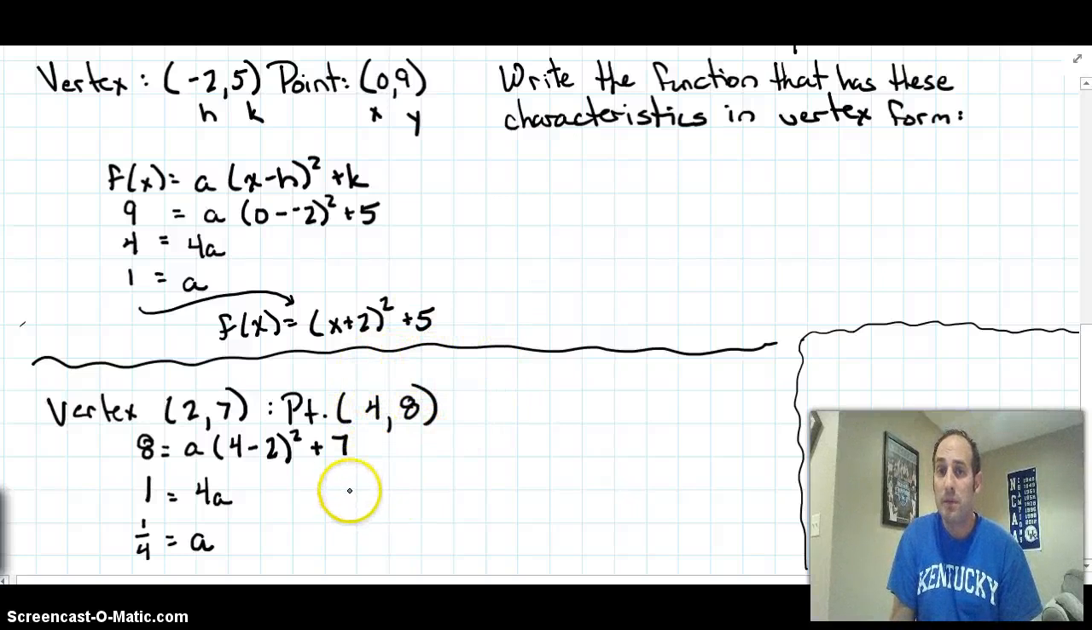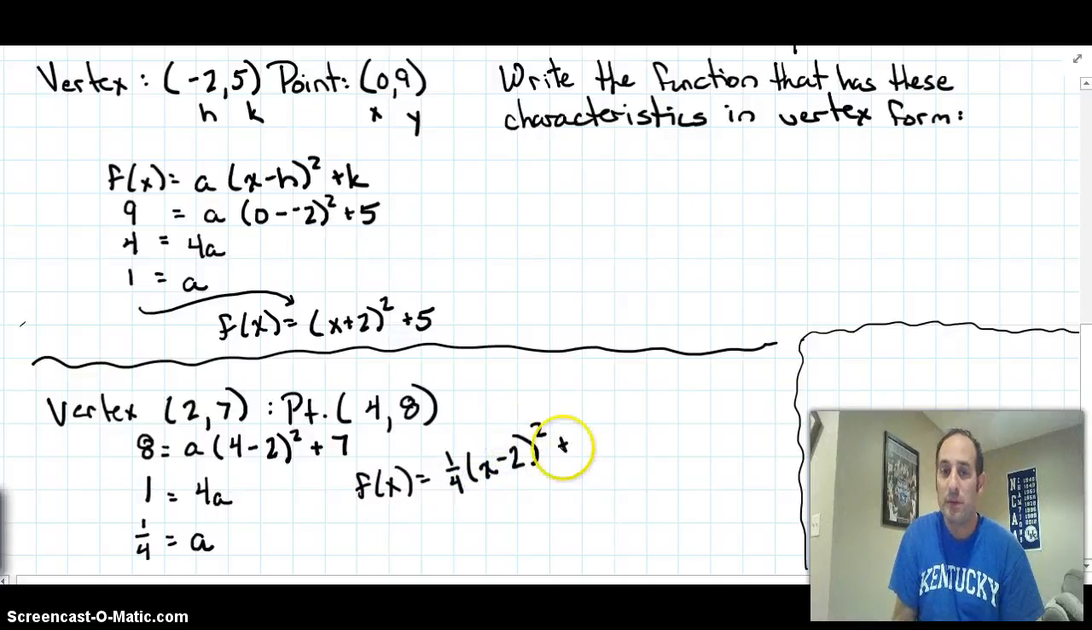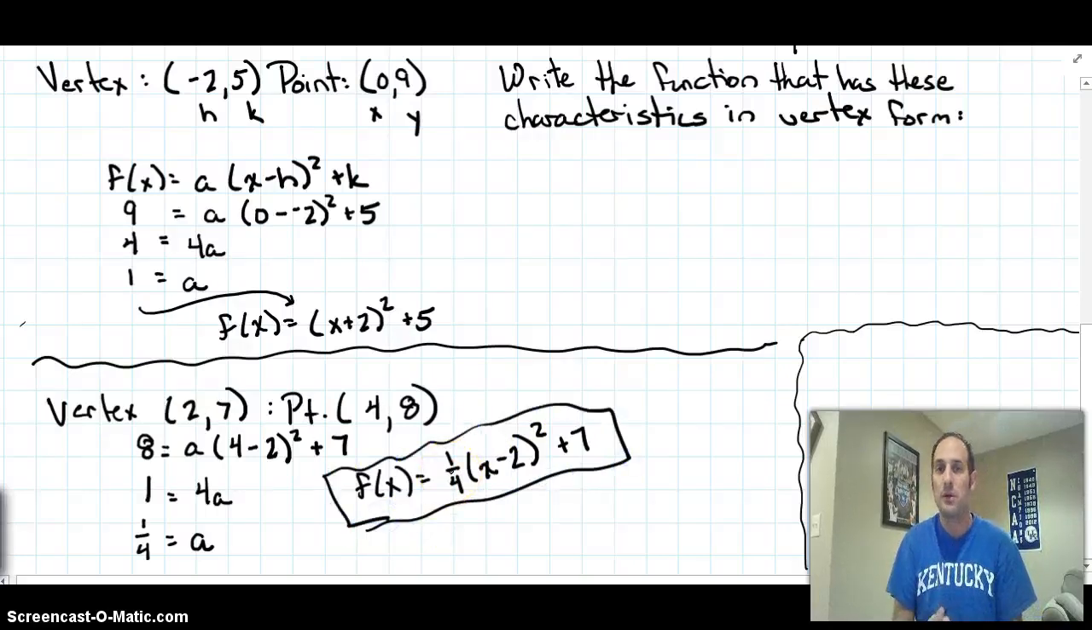So let's go ahead and come up with the actual function for this one. F of x equals 1/4. We've got x minus 2 squared plus 7. And that should be the vertex form that has these characteristics. No other vertex form would get through that point and have that vertex.